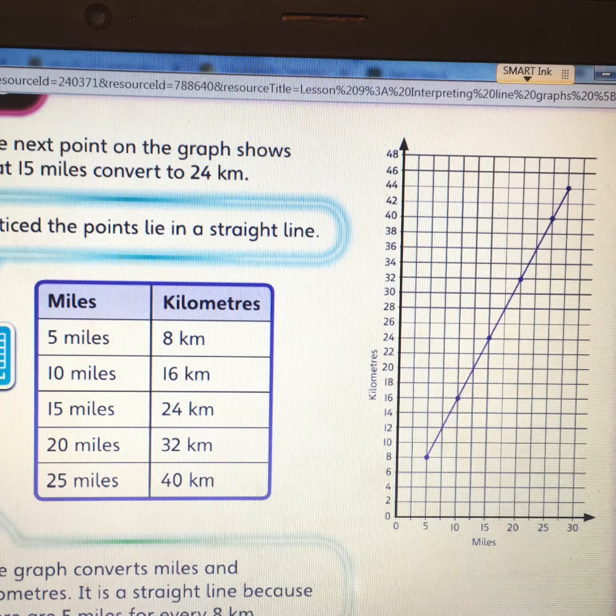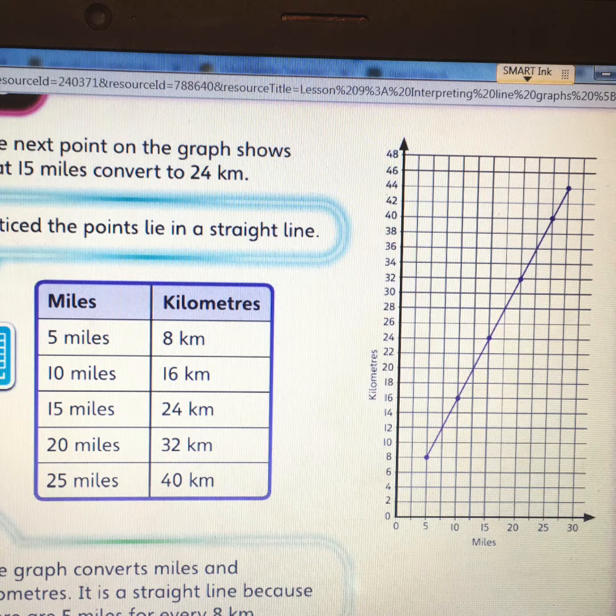Okay then, answer time. So hopefully your graph looks a little bit like the one on the right. So the points lie in a straight line, and that's because for every 5 miles there are 8 kilometres. So for every 5 you're going across, you're going up 8, and that pattern continues because the ratio of kilometres to miles is not changing. So because of that, you can draw a nice straight line through all the points. You can carry that line on and you can use it to work out other information.